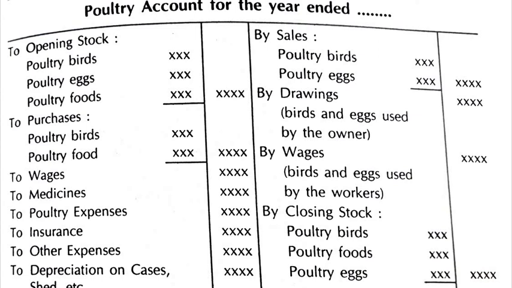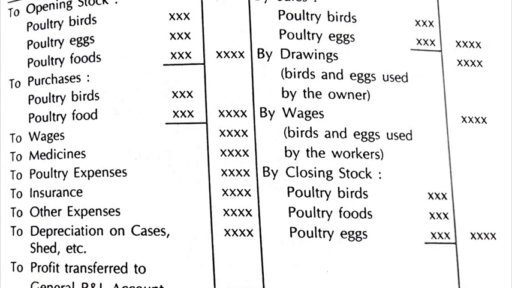To insurance, we need insurance for the poultry activity, so insurance expenses are also recorded. Next, to other expenses, to depreciation on cases, shed, etc.